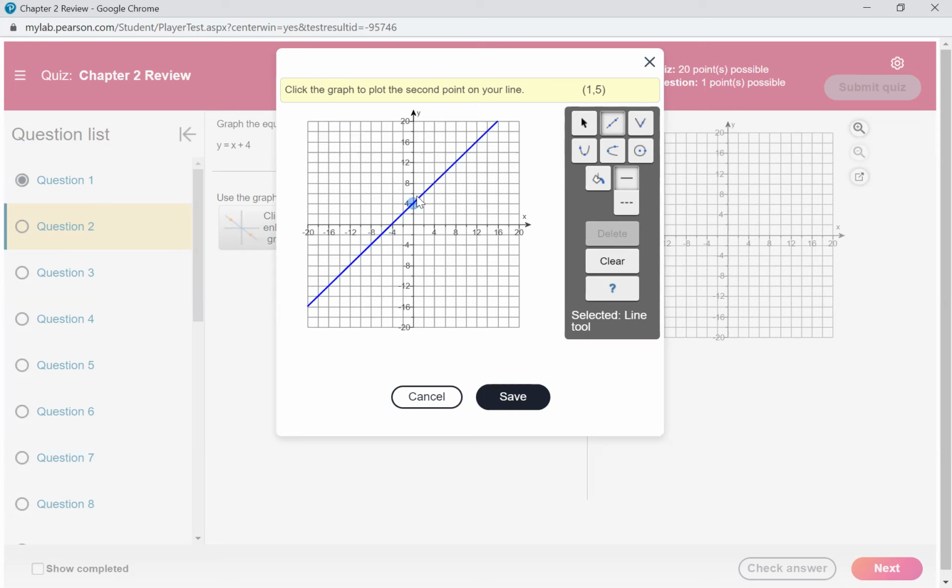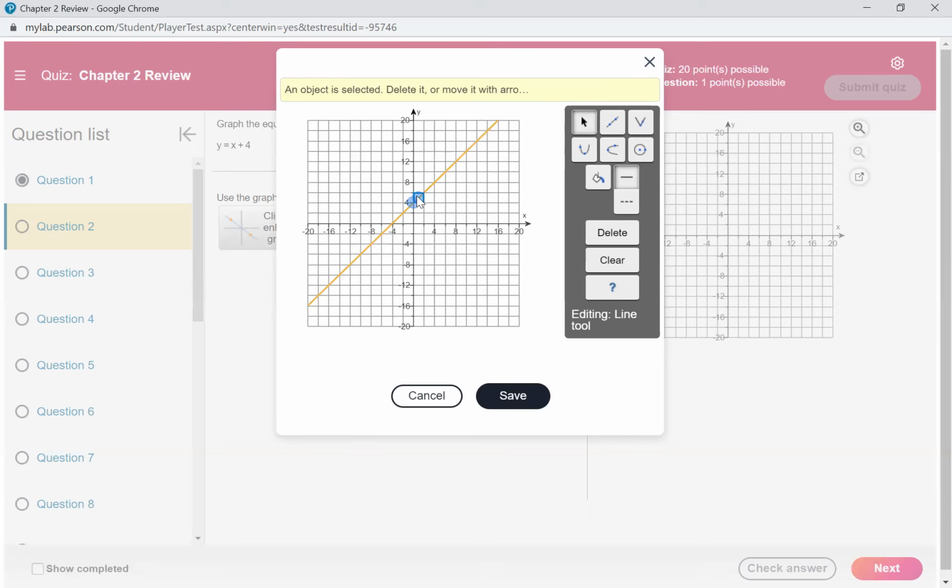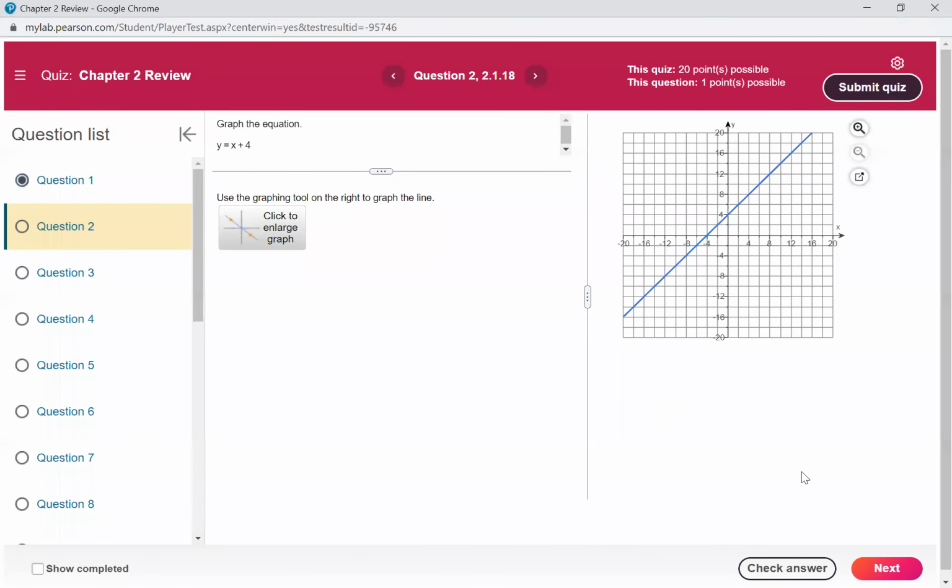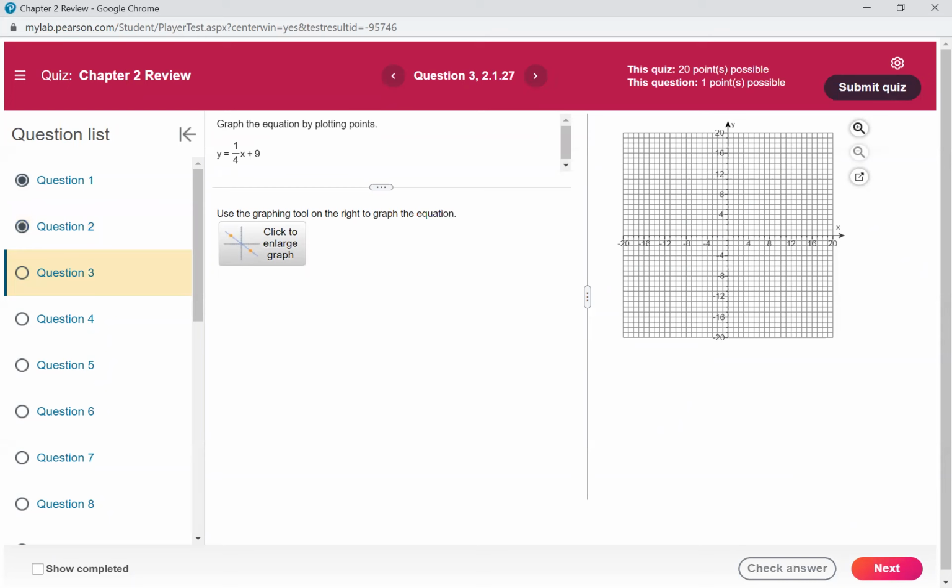So if you notice in the top of that little yellow banner, it's showing me that I'm at (1, 5). So I'm just going to hit enter. So now I have my line. I'm going to save that and go next. All right, y'all, let me write down number 3 here. This one has y equals 1/4 x plus 9. All right, so let me go back and share that real quick.